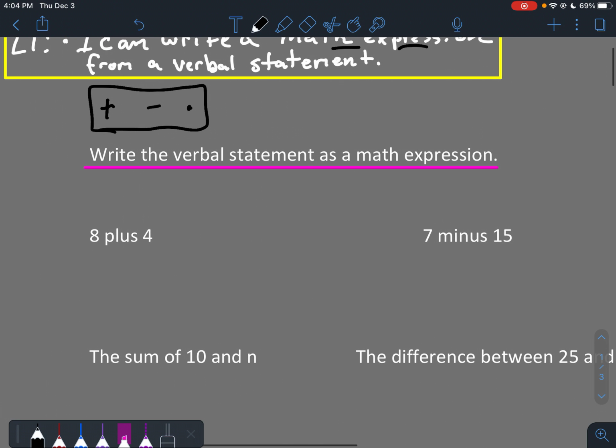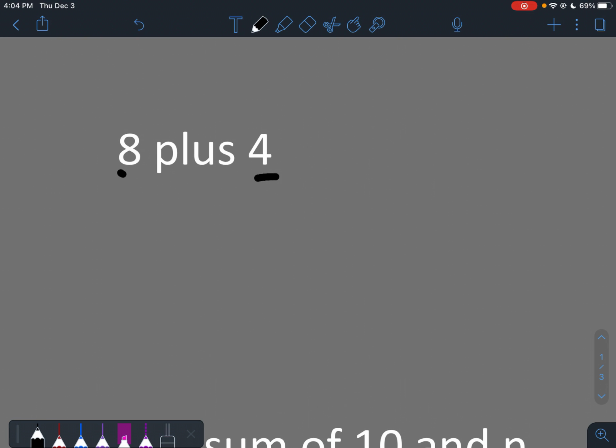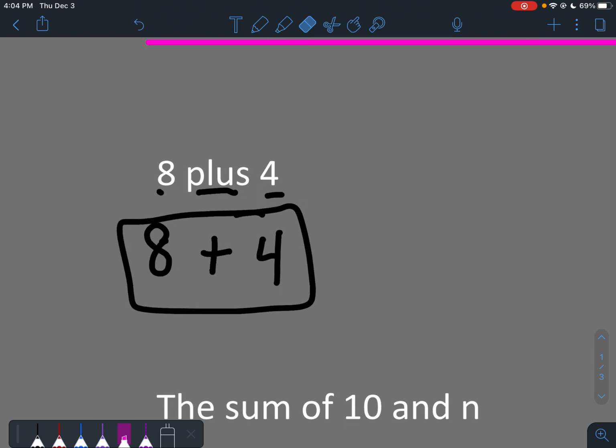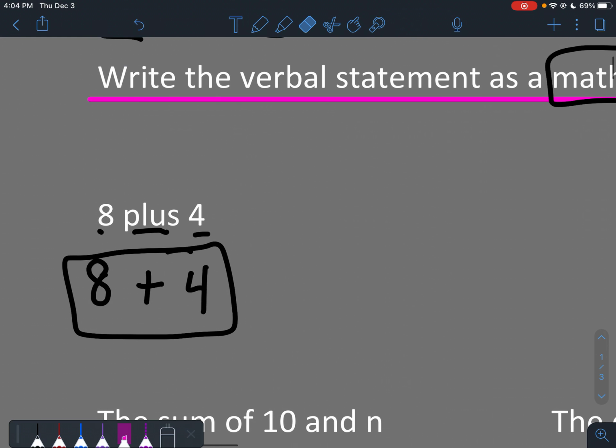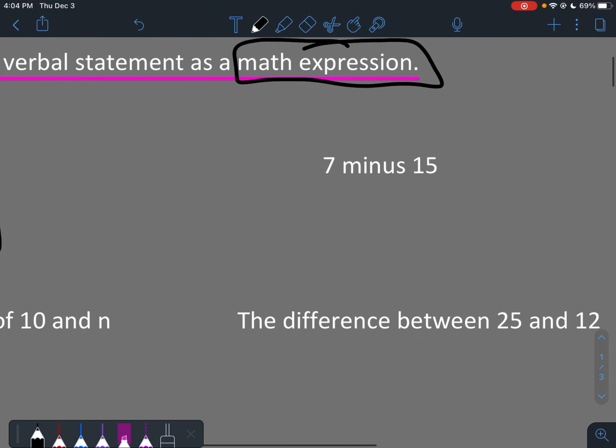So write the verbal statement as a math expression. We're just writing the math expression. We're not simplifying it yet. So you look at something like this and you say 8 plus 4. I know that plus is addition, and I know that's the addition sign. So this right here would be 8 plus 4. That's going to be our expression, and we're just going to leave it like that for now. We're working on reading the verbal statements and writing the math expressions.